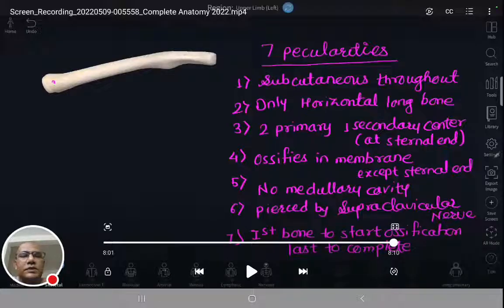So these are the important points to revise in clavicle.